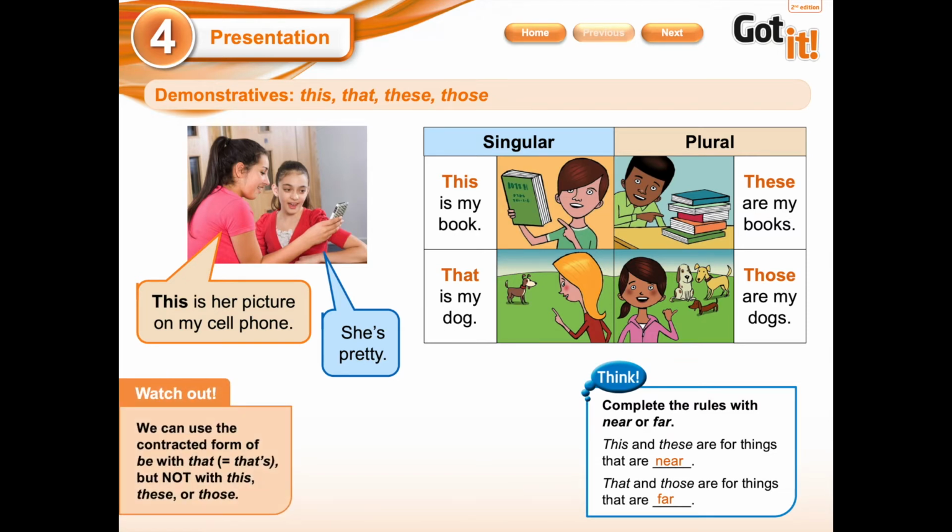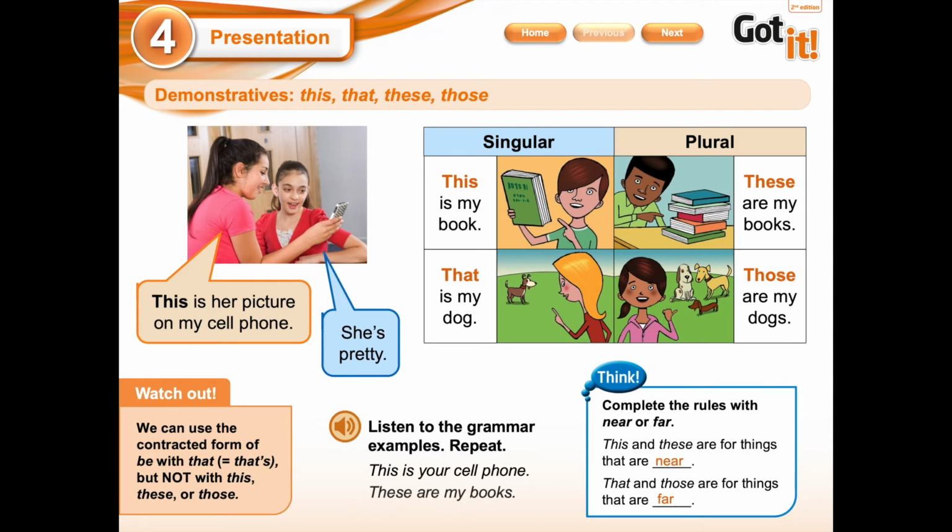Here you have a watch out, a warning, be careful with this. We can use the contracted form of be with that, for example, that's, but not with these or those, okay? So you can use here, in this word, an apostrophe and s replacing the word is, but in these or those, you cannot do that. Here we have another example. This is your cell phone and these are my books.